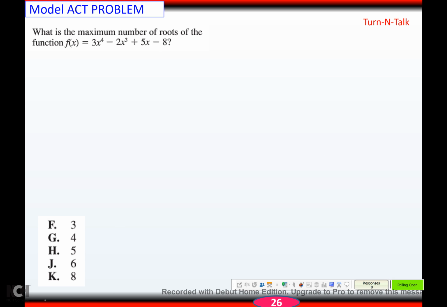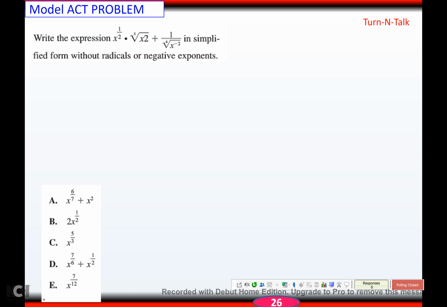All right, try this one. Hit pause. Come back when you're ready. This one's another easy one. The maximum number of roots you can have to a function is the exponent. So the most you could have is 4. Doesn't mean there'll be 4, but there could be at most 4. Okay, try this one. Hit pause. Come back when you're ready.